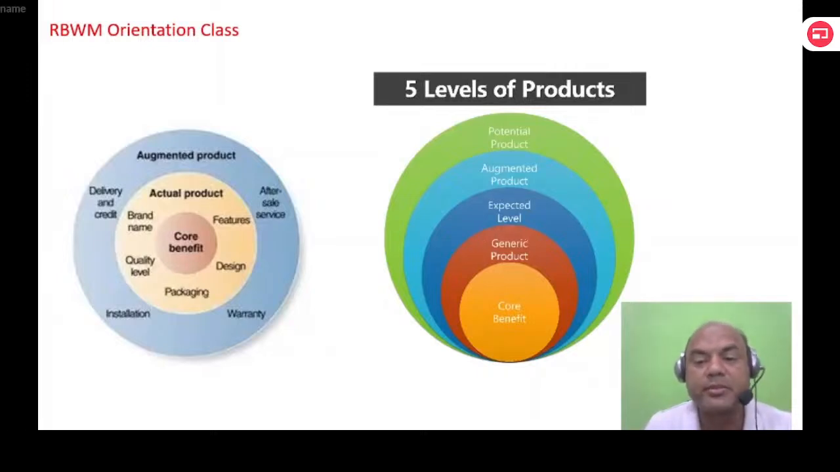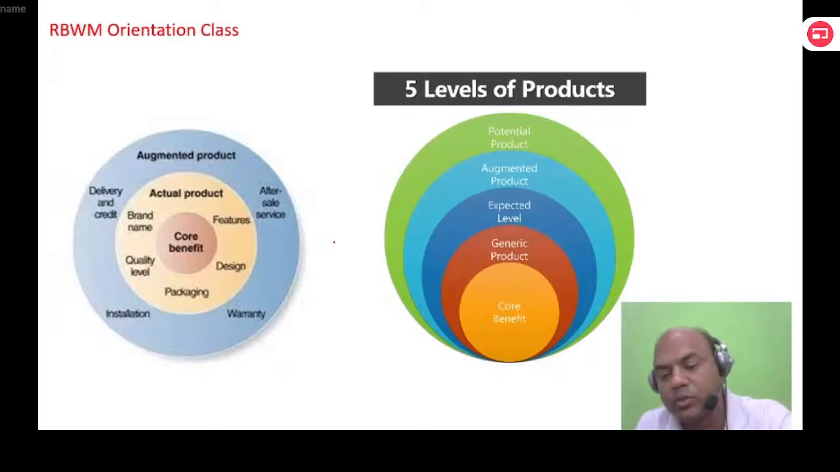I'll give you a simple example. There will be more images so that you can understand it better. For example, let's see this product. What are the types of products? There are almost 5 levels of products. What are the 5 levels? See this. One is core product.